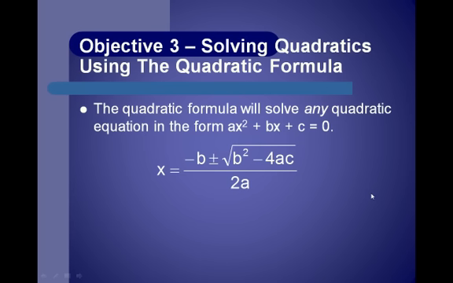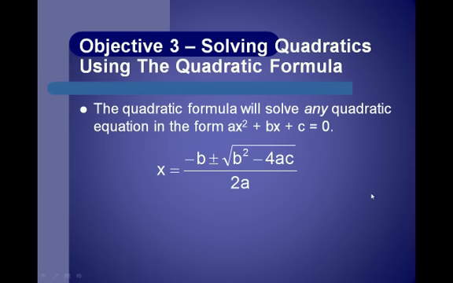Objective 3. Solving quadratics using the quadratic formula. Now, we've talked two different ways so far. The factoring method works well if you know how to factor and if the equation will factor. The square root property is pretty short, but it only works if it's of the form something squared equals a number. Now, the quadratic formula will solve any quadratic equation in the form ax squared plus bx plus c equals 0. It's a little bit messy, but it works for every single quadratic equation.